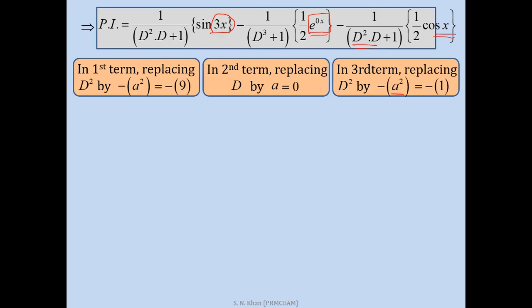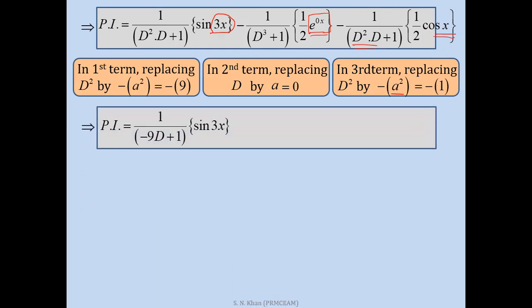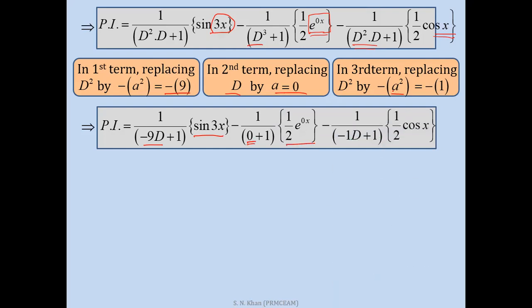So applying these changes one by one term wise, P will become 1 upon D square. तो D square की जगह पे -9 पुट करना है, तो ये हो गया -9D. D square into D है, तो D square is -9 into D as it is plus 1 as it is, operating on function as it is. Next term -1 upon, we have to replace D by 0 in second term. तो D cube की जगह पे ये 0 आ गया plus 1 as it is and function as it is. In third term, again replacing D square by -1. So D square into D, it will become -1D plus 1 as it is and function as it is.